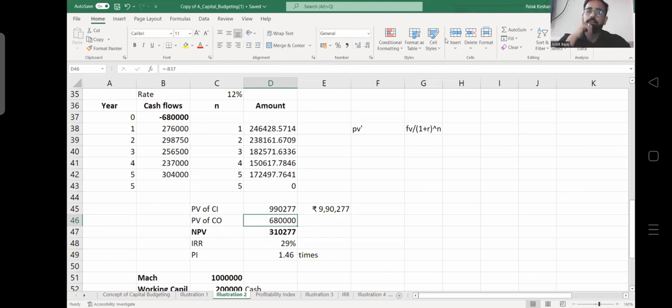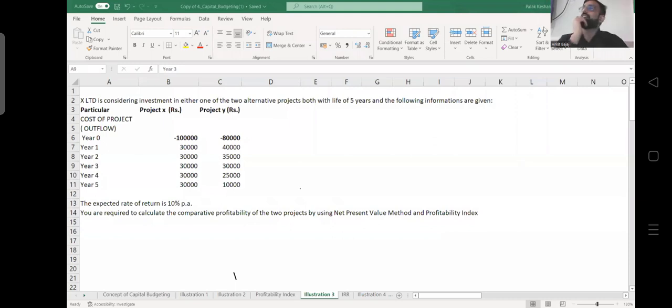Sure. So I'm giving you 1 minute time. You just note it down. Solve illustration 3 quickly. I'm giving you 1 minute time. Do it fast.